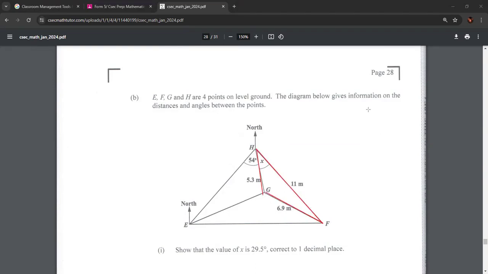I'm going to pull out that triangle. Now, they gave us this side, and this side. Now, I'm looking for an unknown. Anytime I am given a triangle that is not a right angle, we know we have to use either sine rule or cosine rule.